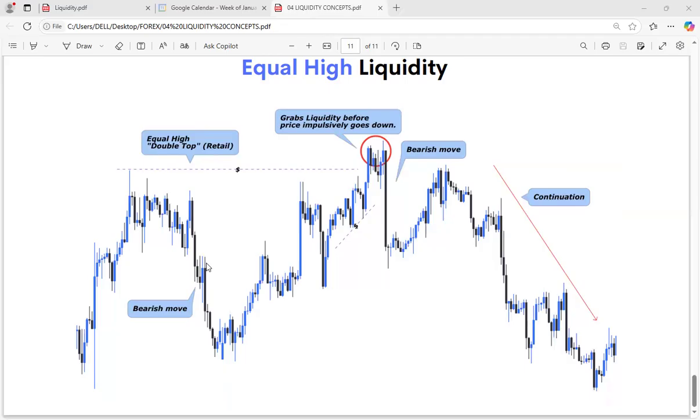The easiest way to trade like banks is to go against retail traders. In order to trade against retail traders, you have to know about liquidity. And when you're aware of liquidity, that is the easiest way you can trade the market. I think you have understood this.